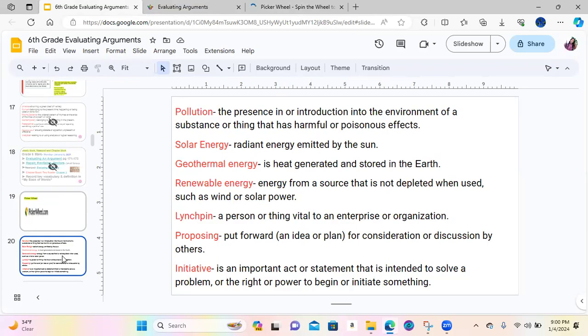So before we go into our text, here are some key vocabulary words that you will need to know in order to understand the text. So you're going to pause the video and you're going to make notes of these key vocabulary terms. Please record them in your notebook because you're going to see them throughout the text that we're about to read.